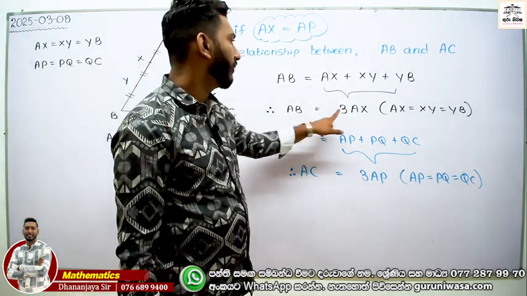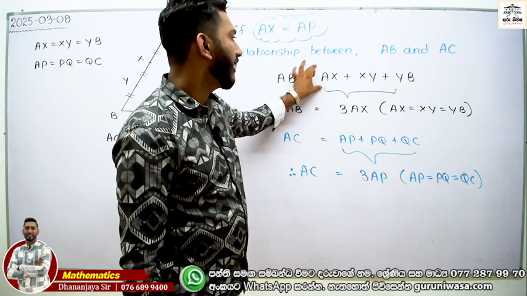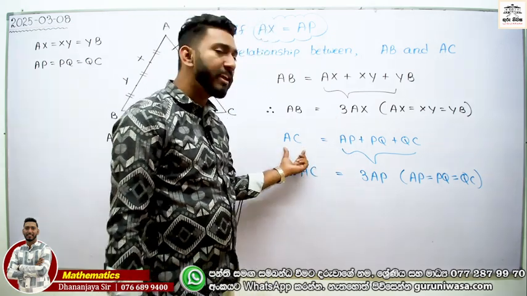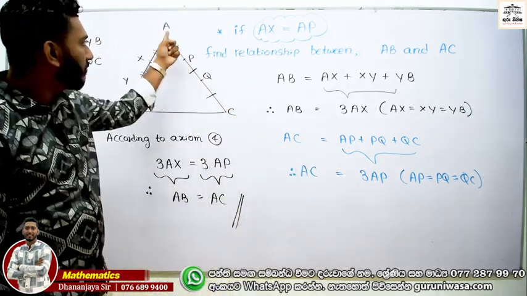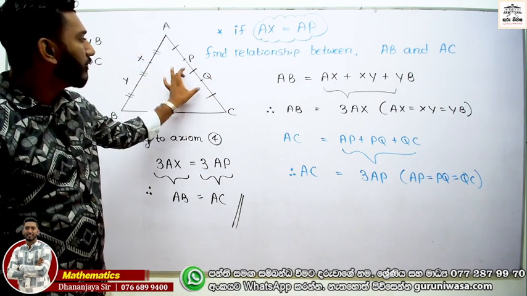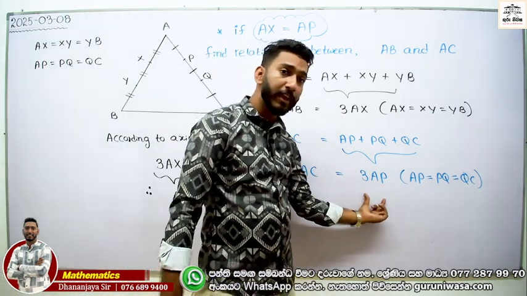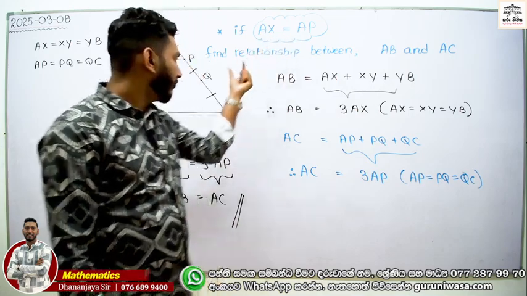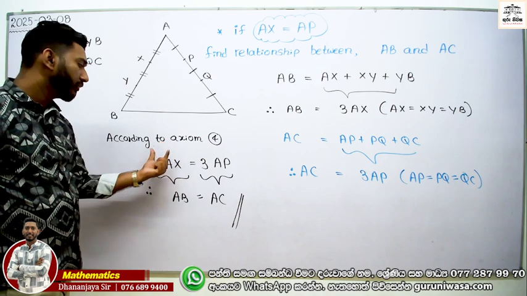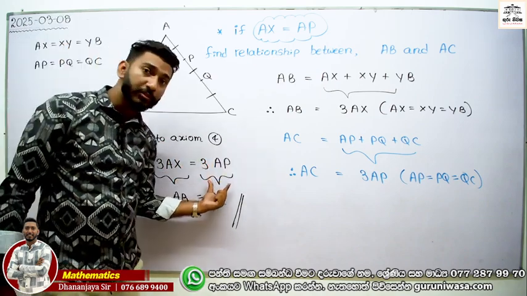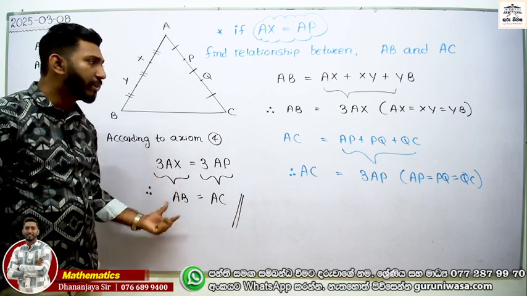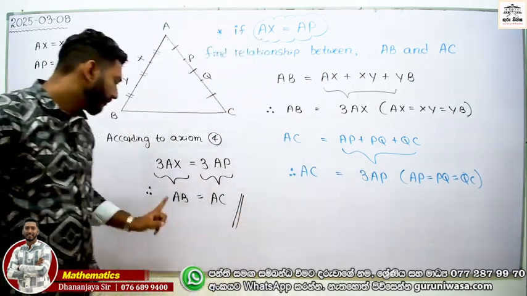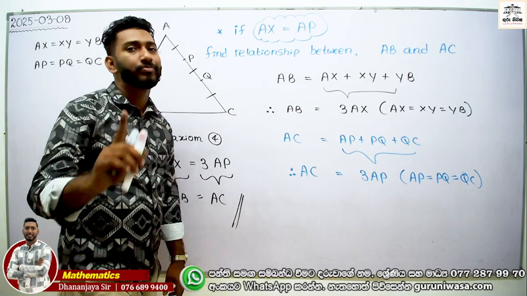AB is equal to 3 times AX, because AX and XY and YB are all equal, so 3 times AX. And AC, the whole length, becomes AP plus PQ plus QC. That means 3 times AP. And AP and AX are equal, given. Therefore, according to axiom number 4, 3 times AX should be equal to 3 times AP. 3 times AX becomes AB, 3 times AP becomes AC. Now, therefore, both sides are equal.